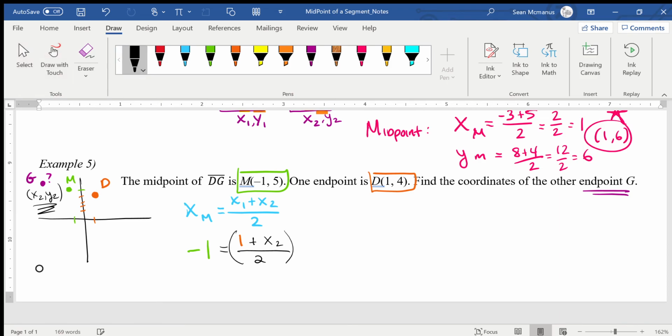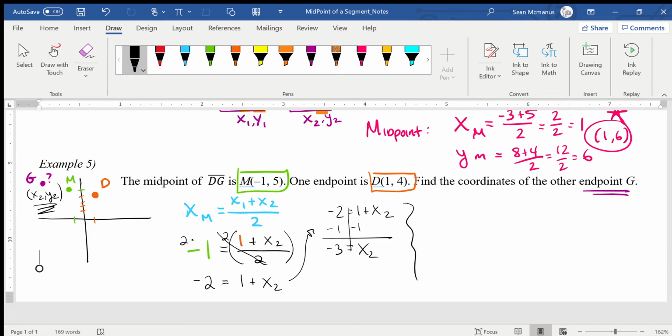So this would require me to multiply this side by 2 to eliminate the fraction, and I have to do the same thing over here. So I have negative 2 equals 1 plus x sub 2. And then to get the x sub 2 all by itself, I have to subtract away 1. So x sub 2 is negative 3. So I know that the x coordinate at point G is negative 3.